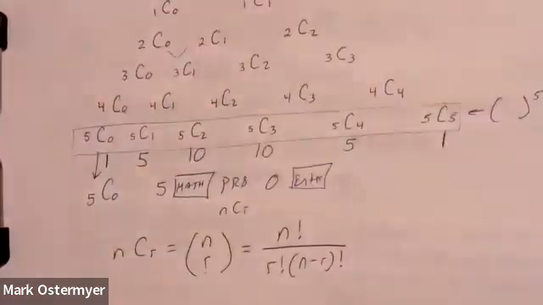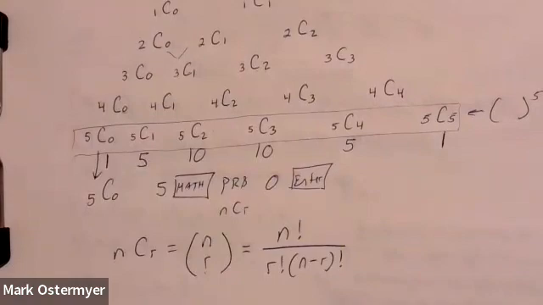Any question about where these numbers of Pascal's triangle are coming from? They really are generated by the combination function.